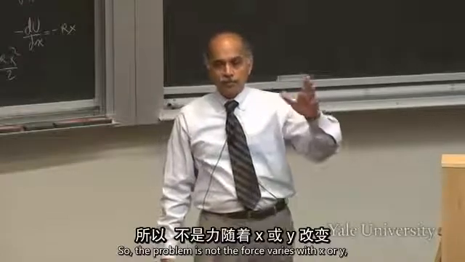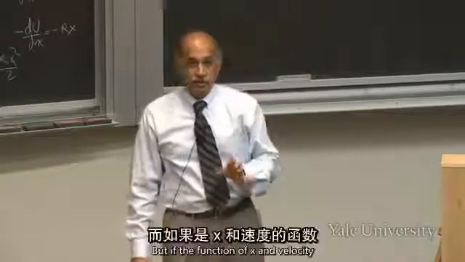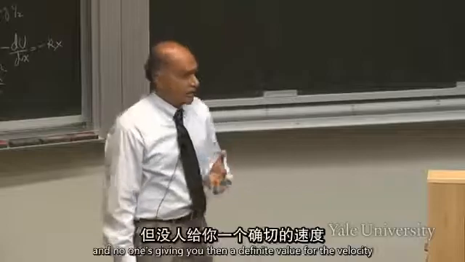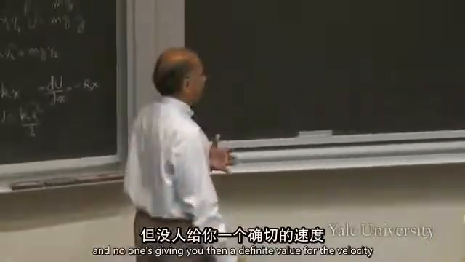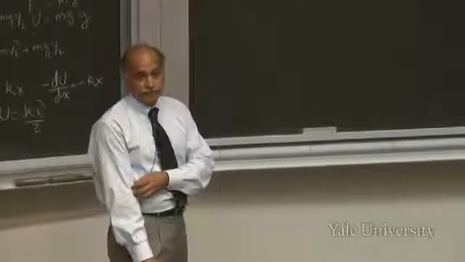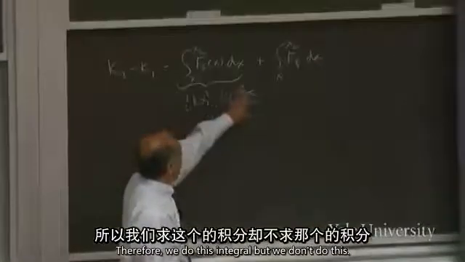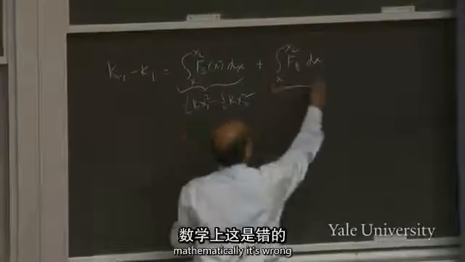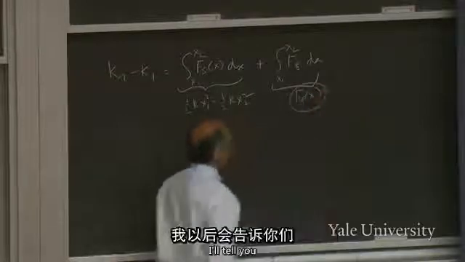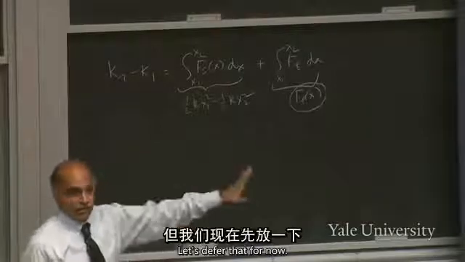So the problem is not that the force varies with x or y, but that the force is a function only of x. But if it's a function of x and velocity, then you also have to know the velocity, and no one's giving you a definite value for the velocity, because in the vibrating mass and spring, velocity can have either sign. Therefore, we do this integral, but we don't do this. Even though I write it this way, mathematically it's wrong, because the force of friction, is it really a function of x? I will tell you in what limited sense it is a function and in what technical sense it is not. Let's defer that for now.